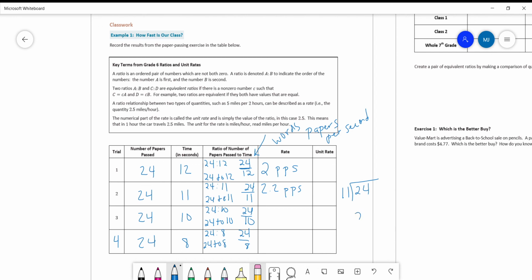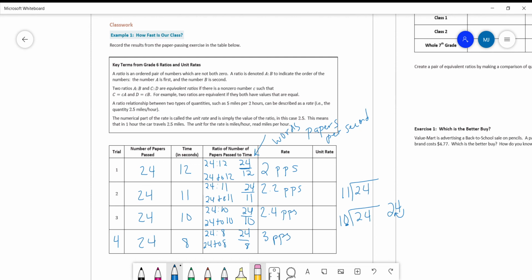For trial 3, again we're doing 24 divided by 10. Now if we divide by a power of 10, division means we're moving the decimal to the left, and we can just count how many zeros we have. And in this case, we have 1 zero. So if we take the number 24, we move the decimal 1 place to the left, we end up getting 2.4 papers per second. And on the last trial, we can divide 24 divided by 8. If you know your multiplication and division facts, then you know 24 divided by 8 is 3 papers per second.